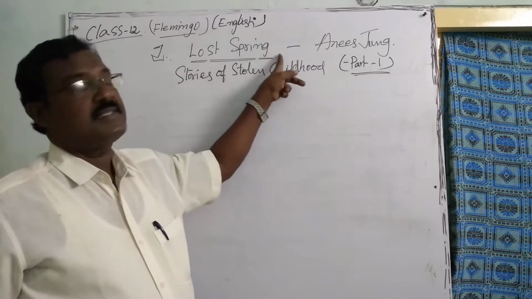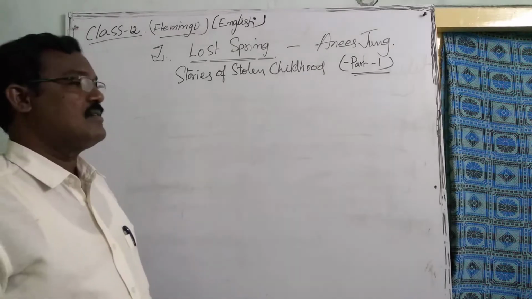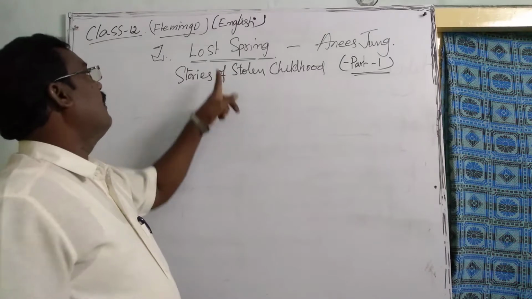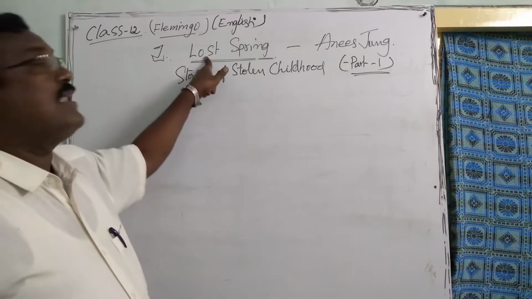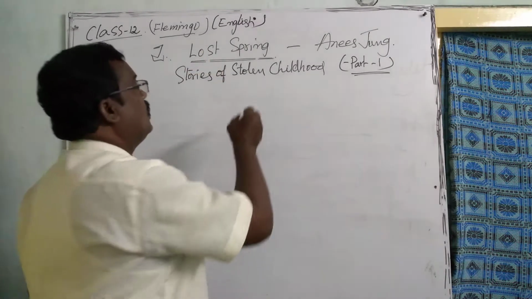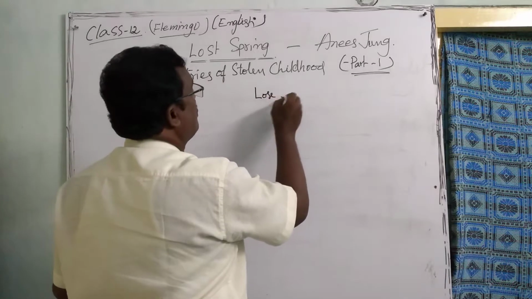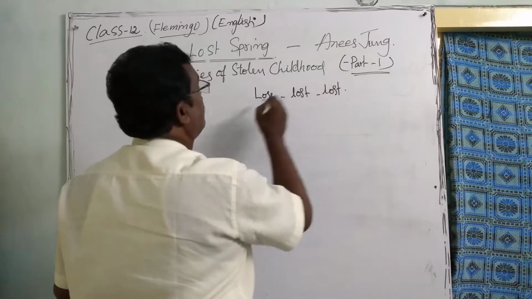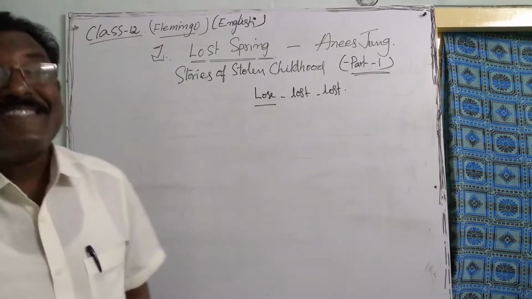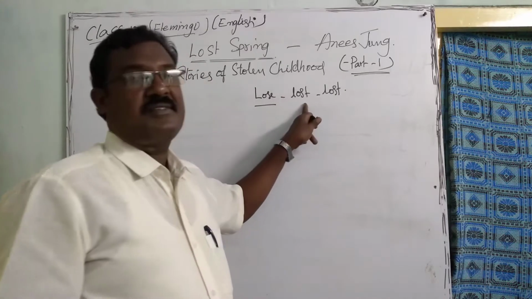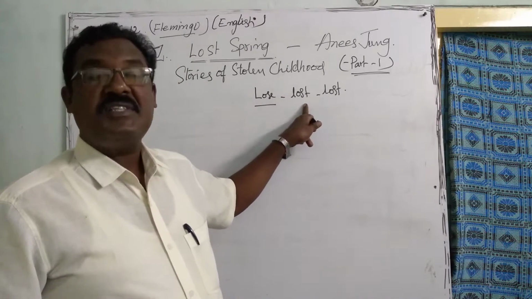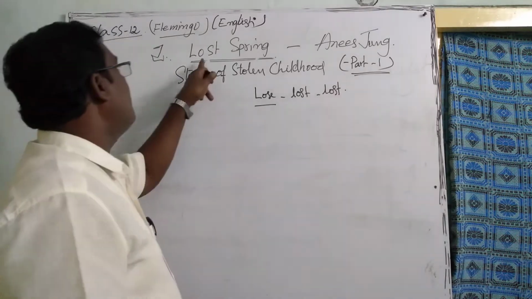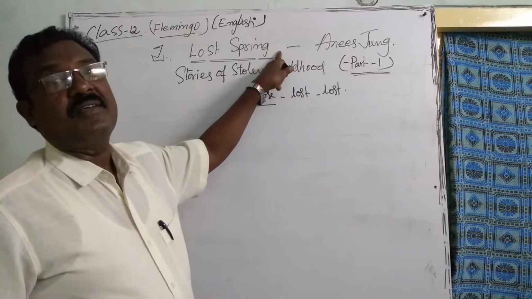First of all, we have to understand the title of the lesson to get a clear picture of the lesson. Last is the third form of lose. Lose, lost, lost. Lose means missing something. I lost my pen means I missed my pen. Here, Last Spring.